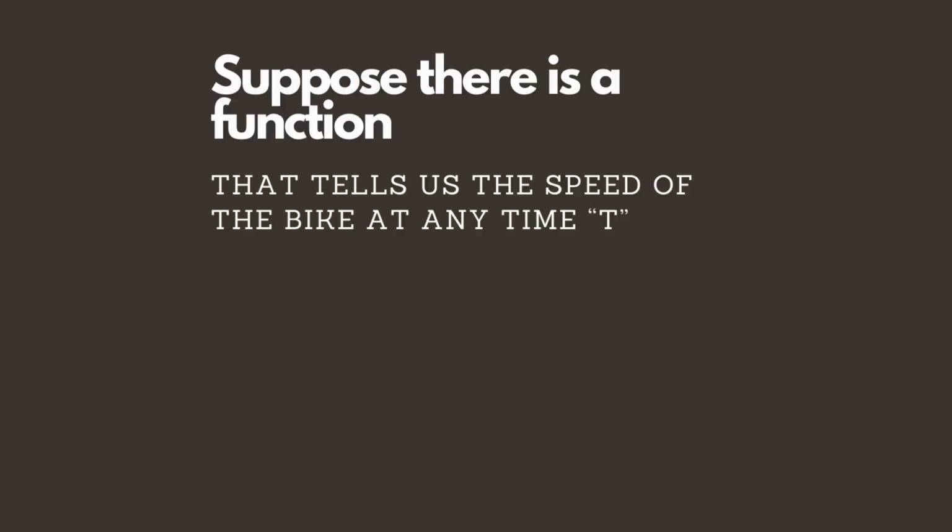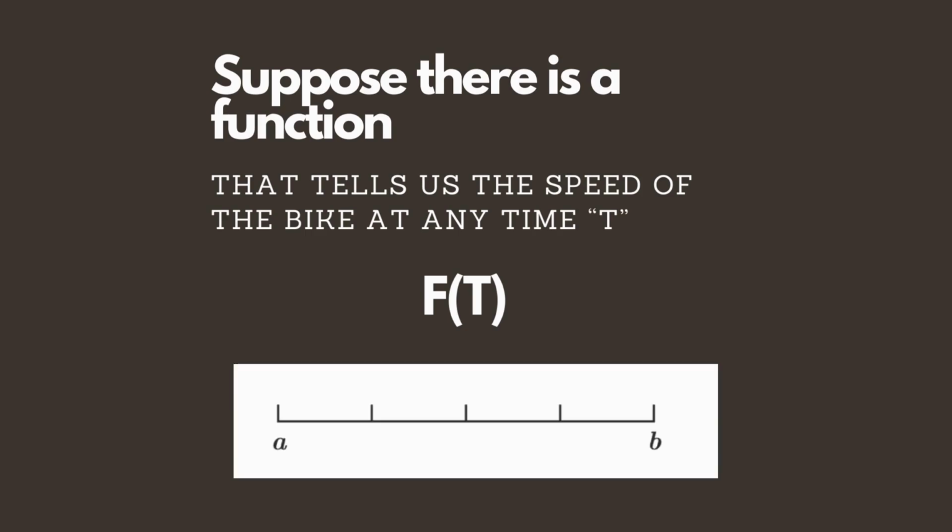Now suppose there is a function that tells us the speed of the bike at any given time. In other words, f(t) represents the speed of the bike at time t. The time interval from a to b is split into 4 smaller intervals.